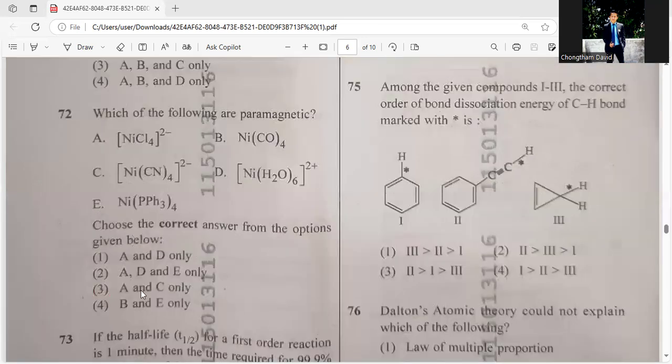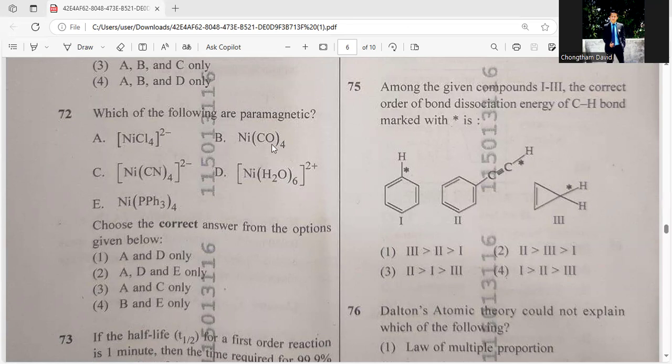Question number 72. Which of the following are paramagnetic? So paramagnetic compounds contain unpaired electrons. So nickel in this complex ion is tetrahedral, paramagnetic. So A is correct. A is correct. It is paramagnetic. Question is asking which is a paramagnetic substance.